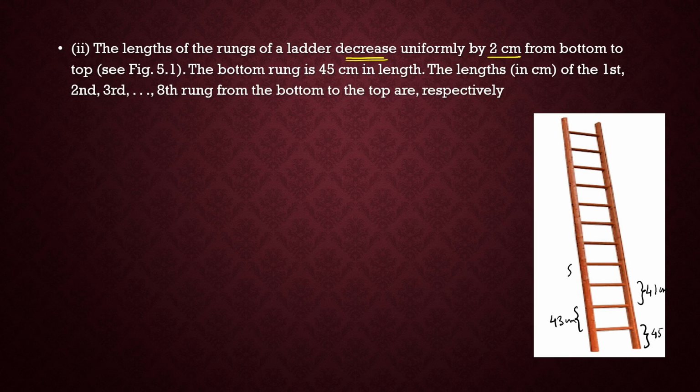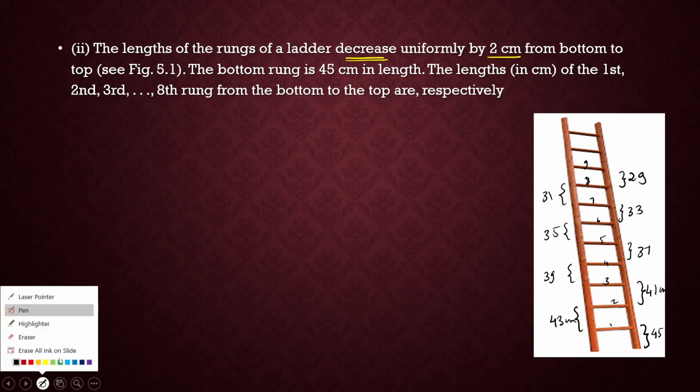And the fourth rung, what happens to it? 39 centimeters. Fifth rung is 37. Then I have first, second, third, fourth, fifth, sixth, 7, 8. Okay, let's find till the 8th rung. So it's 37, again decreases by 2, 35. Then again decreases by 2, 33. Again decreases by 2, that is 31. And again decreases by 2, that is 29.